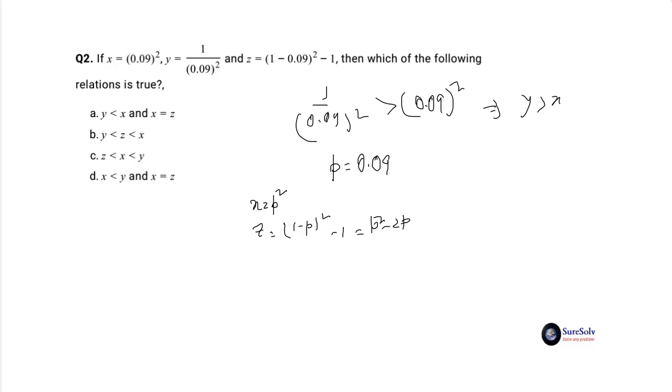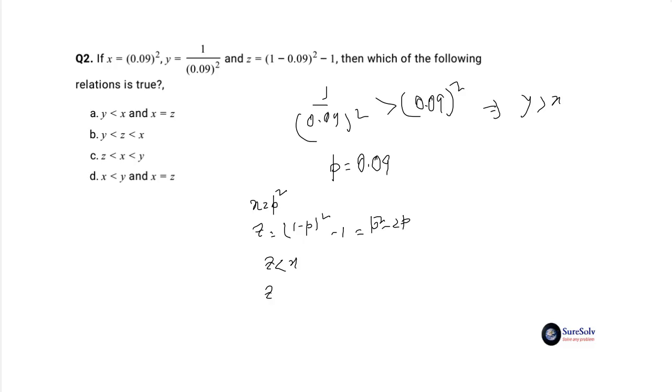As p equal to 0.09, p square minus 2p will be negative. So, z less than x. You don't have to do any calculations. From abstracted algebraic relations and value of the variable, you can draw your conclusion with confidence.